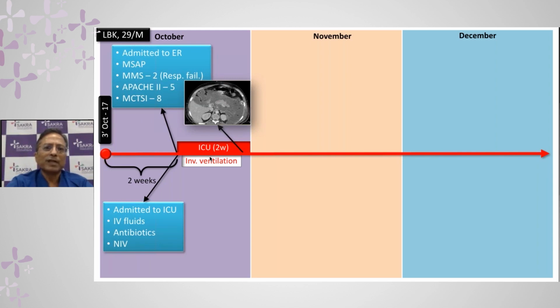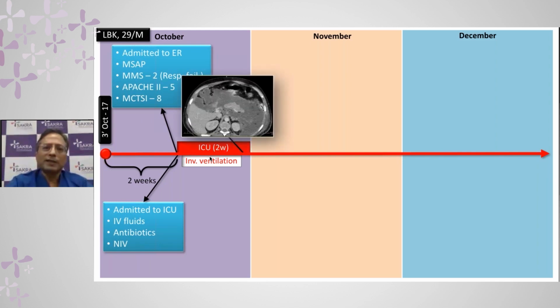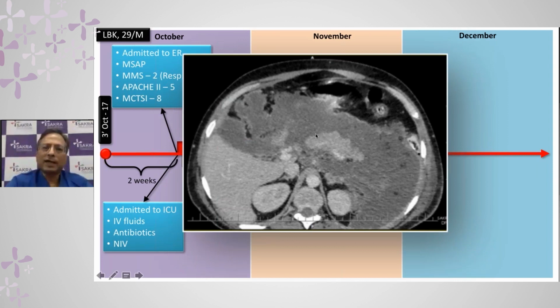Now look at the CT scan. Now all these gray areas indicate necrosis, and only this enhanced area is the pancreas. So it is severe necrotizing pancreatitis.